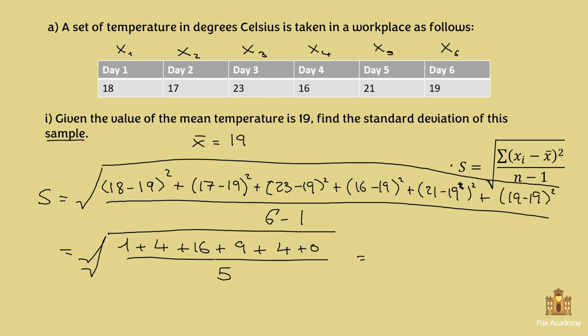Then 1 plus 4 plus 16 plus 9 plus 4 is equal to 34. So we get the square root of 34 over 5. And if you solve this, you should get that the sample standard deviation is 2.608. So that would be the standard deviation of the sample.